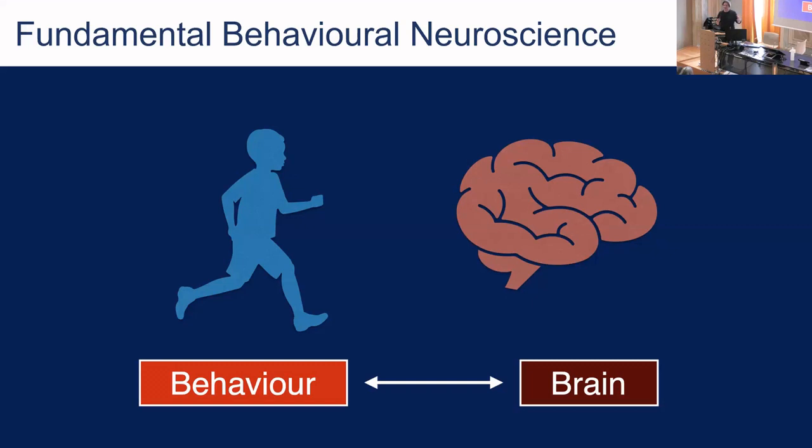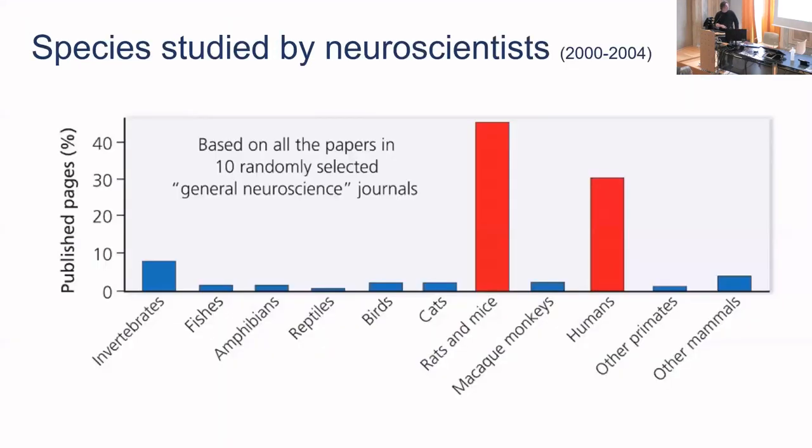But in most cases, we want to understand how these two interact, because the brain is an organ that evolved to control the behavior. So we can modulate the behavior and see what happens to the brain, or we can do something to the brain and see what happens to the behavior. This is what behavioral neuroscientists are doing most of the time.